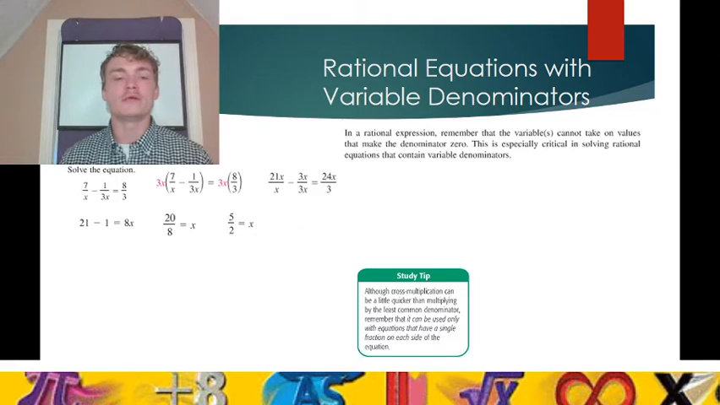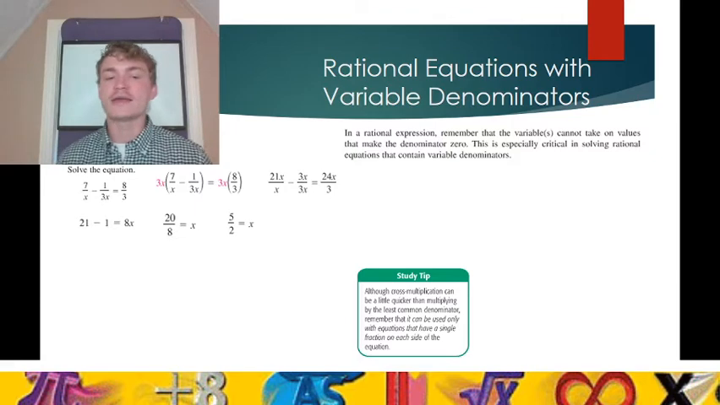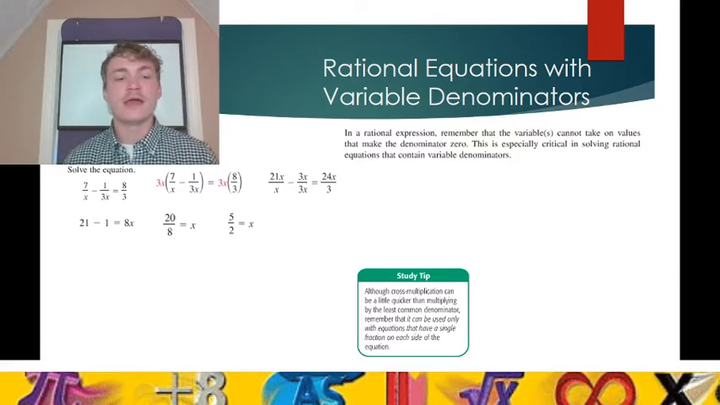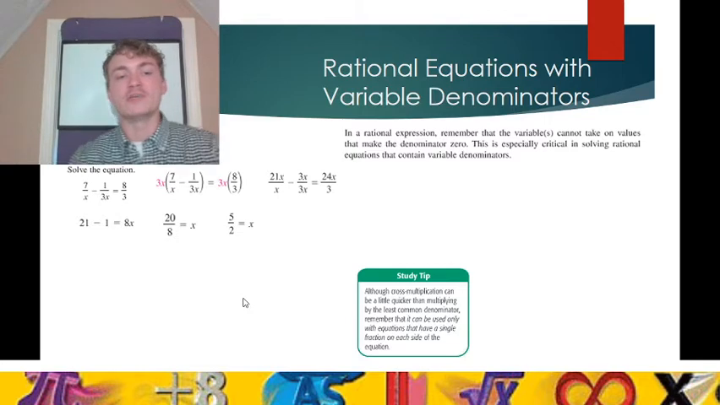Well, what about 0? If x equals 0, our first fraction is the fraction 7 over 0, and that's undefined. Likewise, for the second fraction, 1 over 3 times 0 is 1 over 0. That is undefined. X cannot equal 0. X can, in fact, and does equal 5/2. 5/2 is the one and only solution to our rational equation.